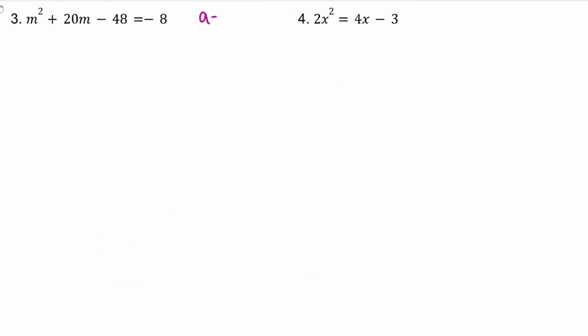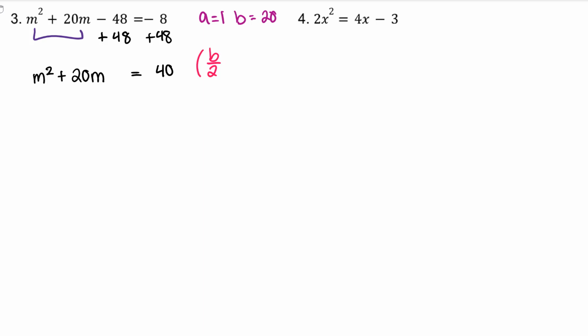For number 3, a is equal to 1 and b is equal to 20. Looks like a good candidate for completing the square to me. First, isolate your m terms by moving all the constants to the other side. Now you've made space for a new c, the c that will complete this to be a perfect square trinomial. That c value is b divided by 2 squared. Since b is 20, c should be 100. Add 100 to both sides.